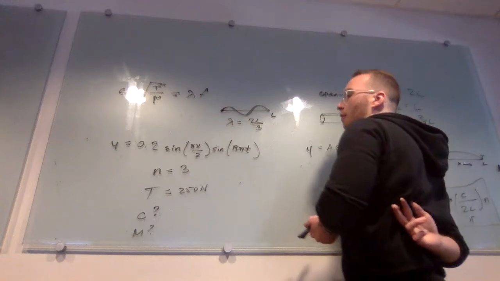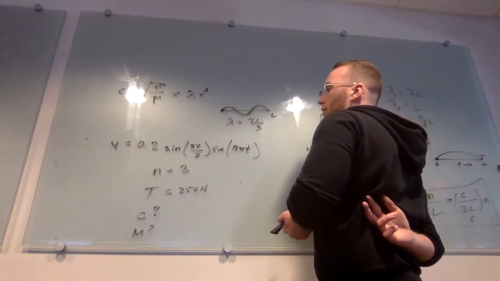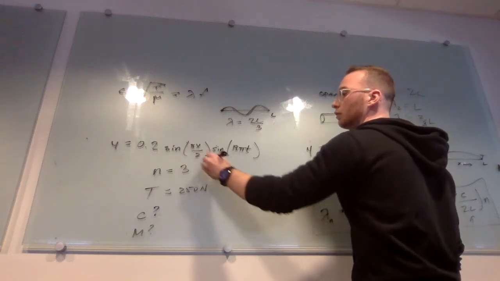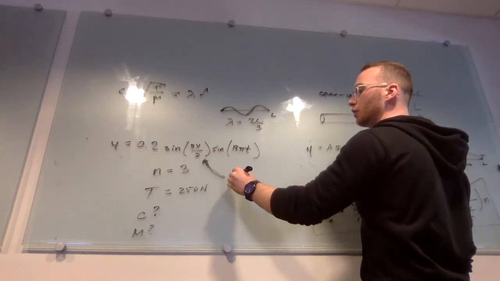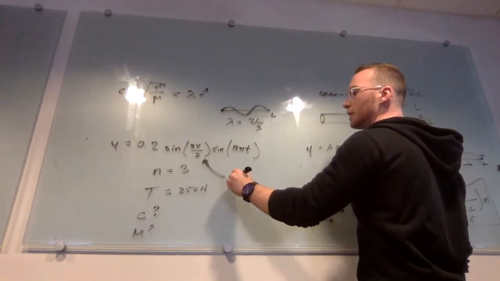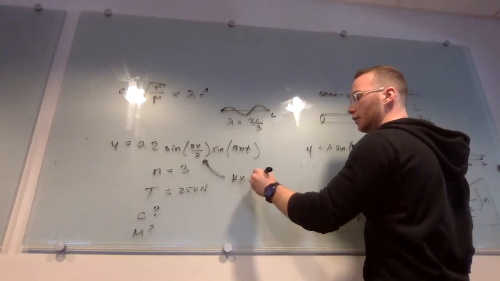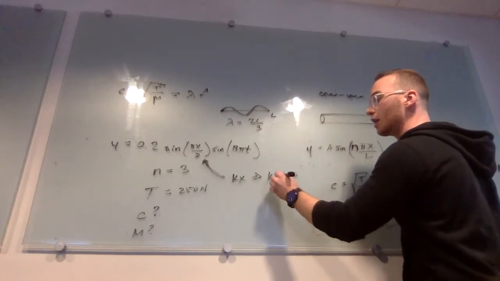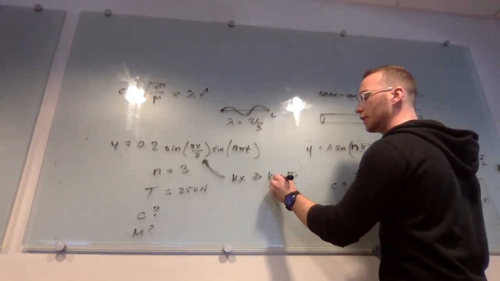If this is the third harmonic, then we can use this spatial component, right? This is going to be kx, right? So this implies that k is pi over 2, right? K of, let's say, 3.